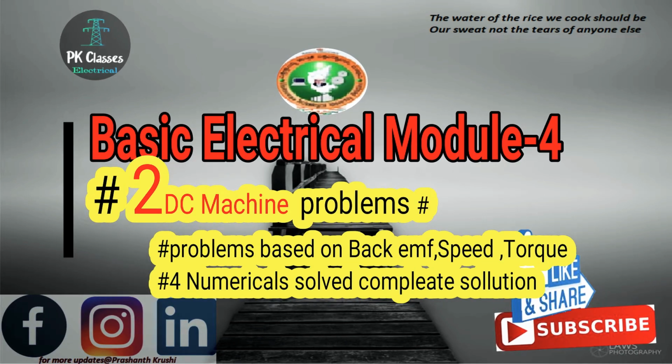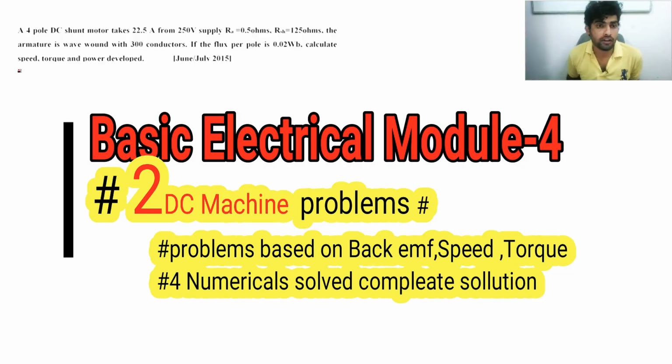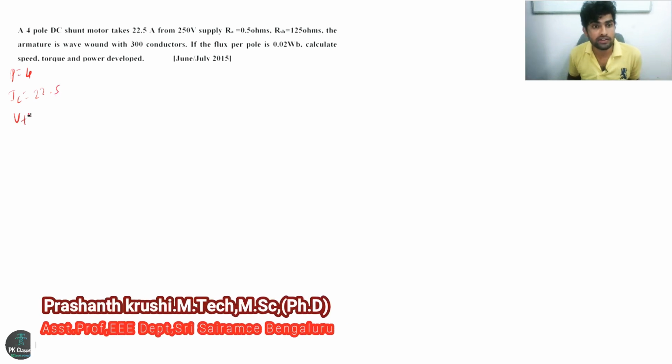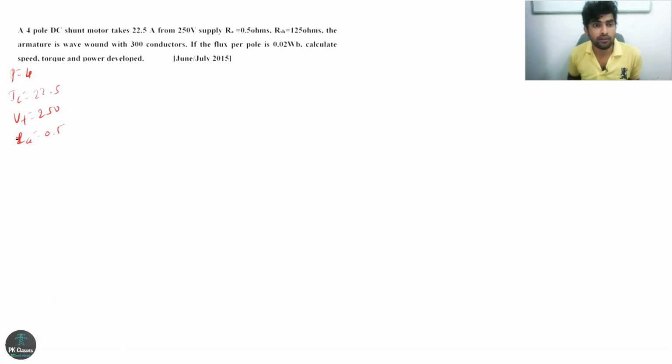Let's solve model 4 motor problem. A 4-pole shunt motor takes current of 22.5 amps from 250 volt supply. So IL they have given, not IA. Keep it in your mind because from supply they mentioned, and voltage they have given 250. This is supply voltage. RA they have given 0.5 ohm, and RSH they have given 125 ohm.